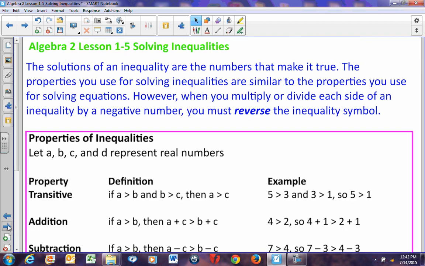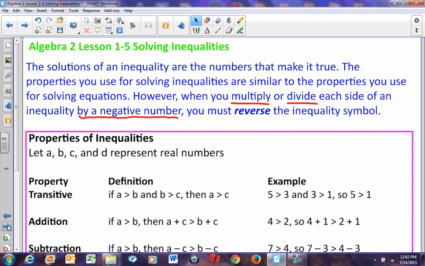All right. To solve an inequality, you're going to do the same types of things that you do with solving equations. The only difference is when you multiply or divide each side of an inequality by a negative number, you must reverse the inequality symbol. Not if you get a negative answer. If you multiply or divide by a negative number, only multiplying, only dividing, and only by a negative number, then you must reverse the inequality symbol.